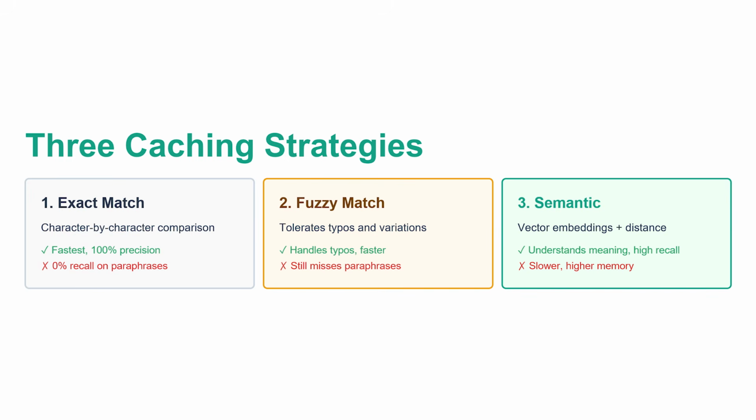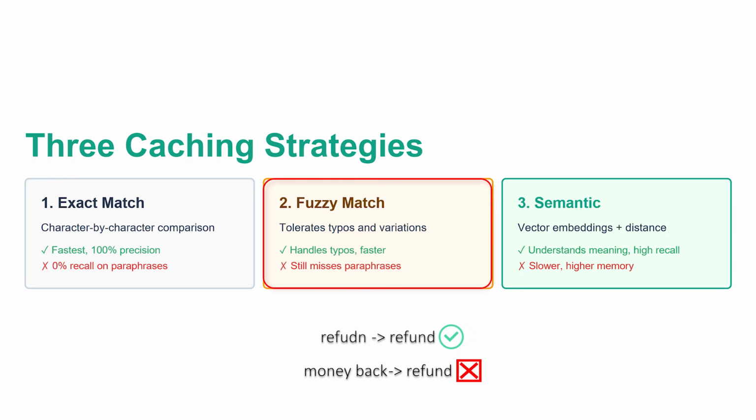So what are the caching strategies? Let me break them down for you. First up, exact match. This is the old school caching. Lightning fast, 100% accurate when it hits, but zero recall on paraphrases. Someone changes one word and you are back to calling the LLM. Second, fuzzy matching. This is the middle ground. It uses something called Levenshtein distance to handle typos and small variations. So if someone types REFUDN instead of refund, you still get a hit. It is faster than semantic caching, but it still misses paraphrases.